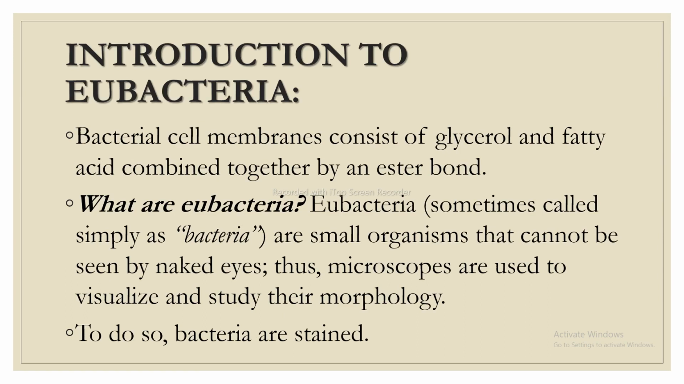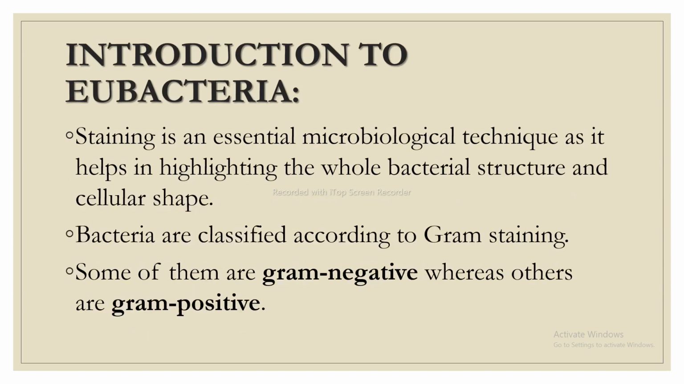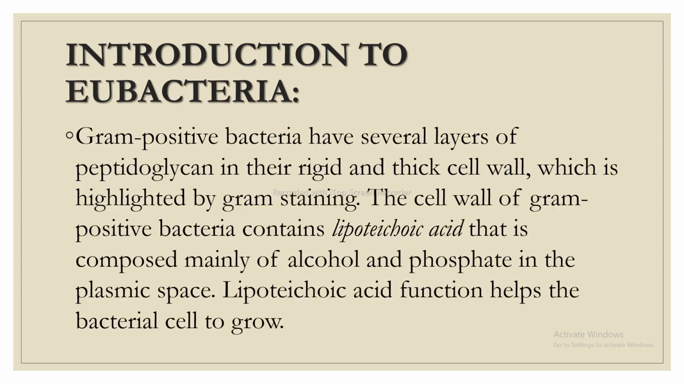Eubacteria, sometimes called simply bacteria, are small organisms that cannot be seen by the naked eye. Thus microscopes are used to visualize and study their morphology. To do so, bacteria are stained. Staining is an essential microbiological technique as it helps in highlighting the whole bacterial structure and cellular shape. And bacteria are classified according to gram staining, and some of them are considered gram negative, while the others are considered gram positive.